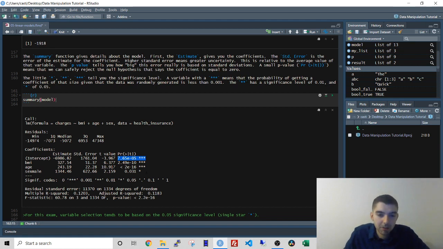R has some nice notation. These different stars tell you the relative significance level. If there's only one star next to a variable, it means that the p-value is less than 0.05. So you can see sex male has a p-value of 0.031, and that has one star. Age, though, is more significant, and so it has a smaller p-value.